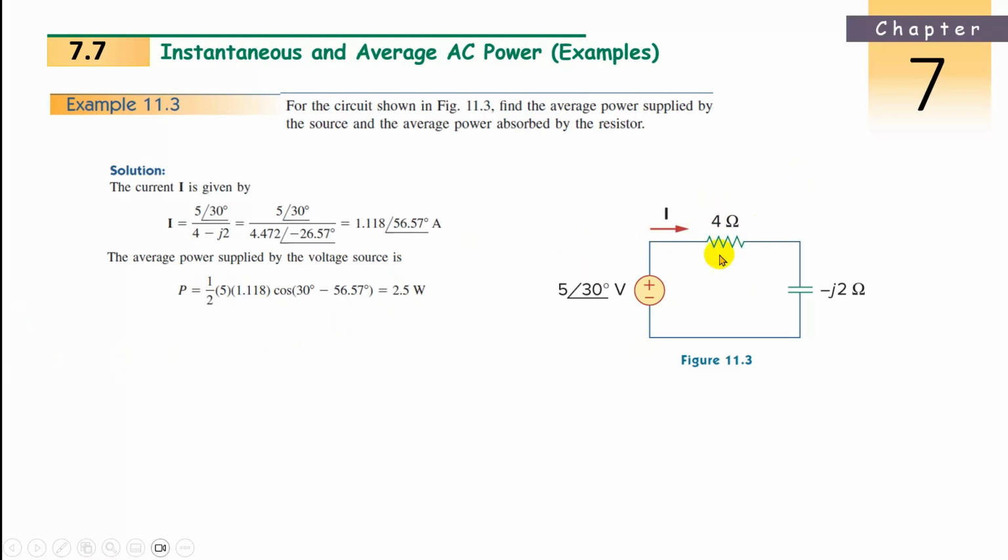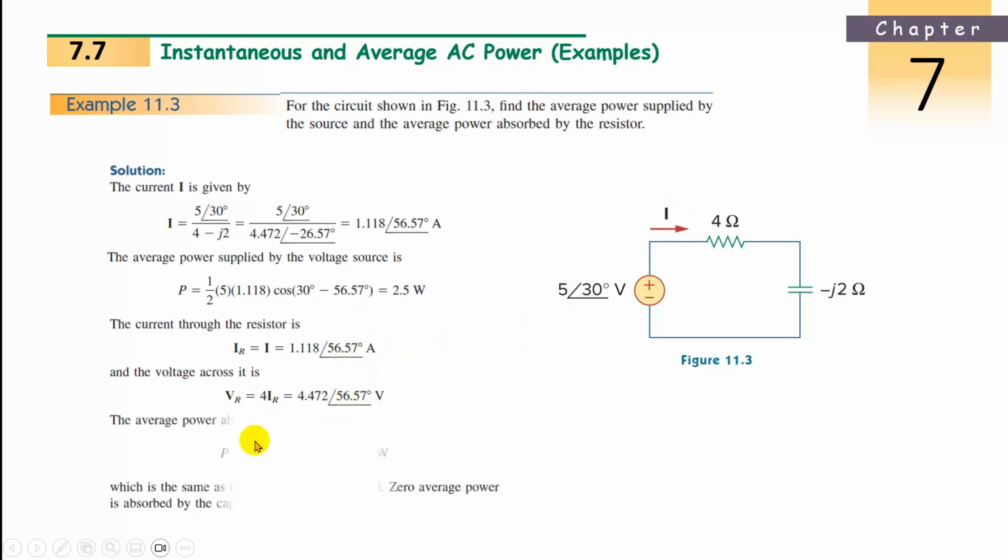Now I want to see what is the power in the resistance. Then I can prove that this capacitance won't take any power. That I can prove. See, now the current through the resistor, IR is equal to I, same, because all are in series. IR is equal to I, and I already we know, 1.118∠56.57 degrees. And VR is equal to 4 IR. That is 4 multiplied by I. Now 4 into 1.118, it is this much, 4.472, angle is same.